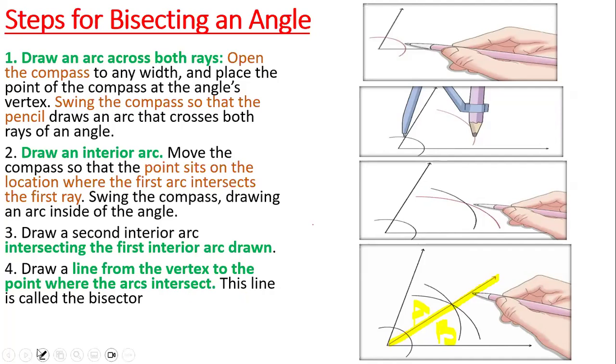All right, so let me go ahead and erase this. And so that's basically how we bisect the angle.